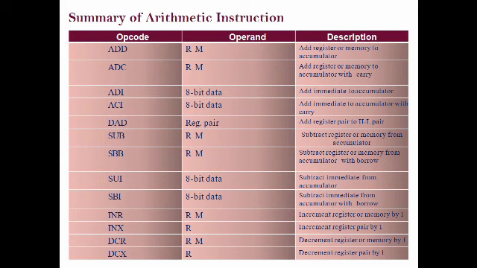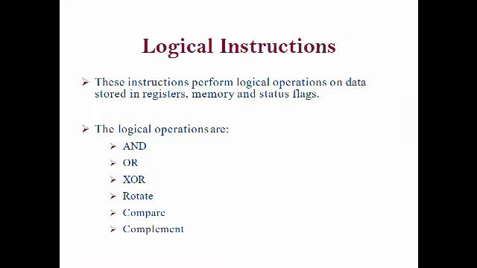Next category of instructions is the logical instructions. These instructions perform logical operations on the data stored in the register, memory and status flag. There are a number of logical operations. It could be AND, OR, XOR, rotate, compare or complement. When it is an AND, XOR or OR operation, any 8-bit data, or the contents of the register or memory locations, can logically have an AND, OR or XOR operation with the contents of the accumulator, and the result is stored in the accumulator.